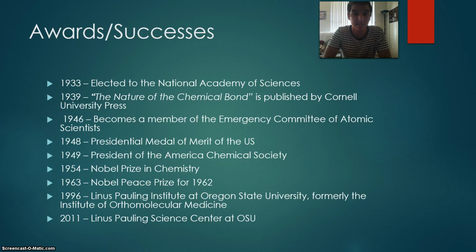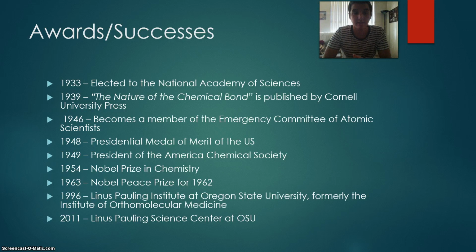Some awards and successes that Pauling received. In 1933, he was elected to the National Academy of Sciences. In 1939, he wrote an article, The Nature of the Chemical Bond, which was published by Cornell University Press, and this is one of the most well-known articles of that time. In 1946, he became a member of the Emergency Committee of Atomic Scientists. He was invited into this committee by Albert Einstein, who was also speaking out against nuclear bomb testing after Hiroshima.